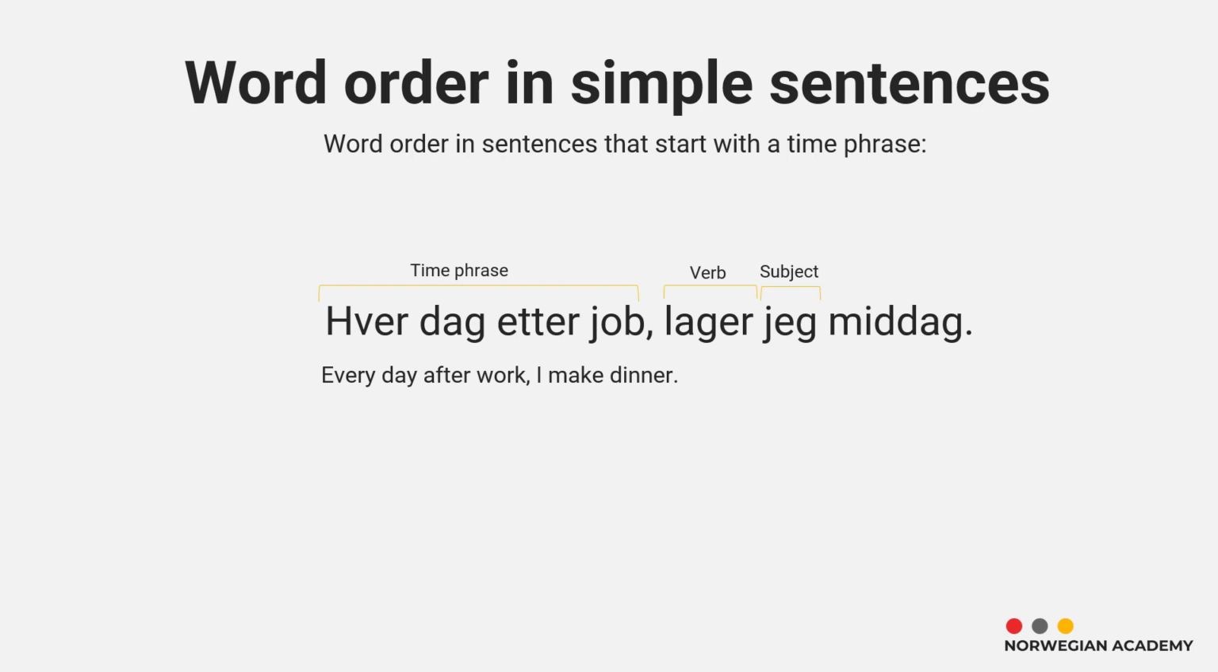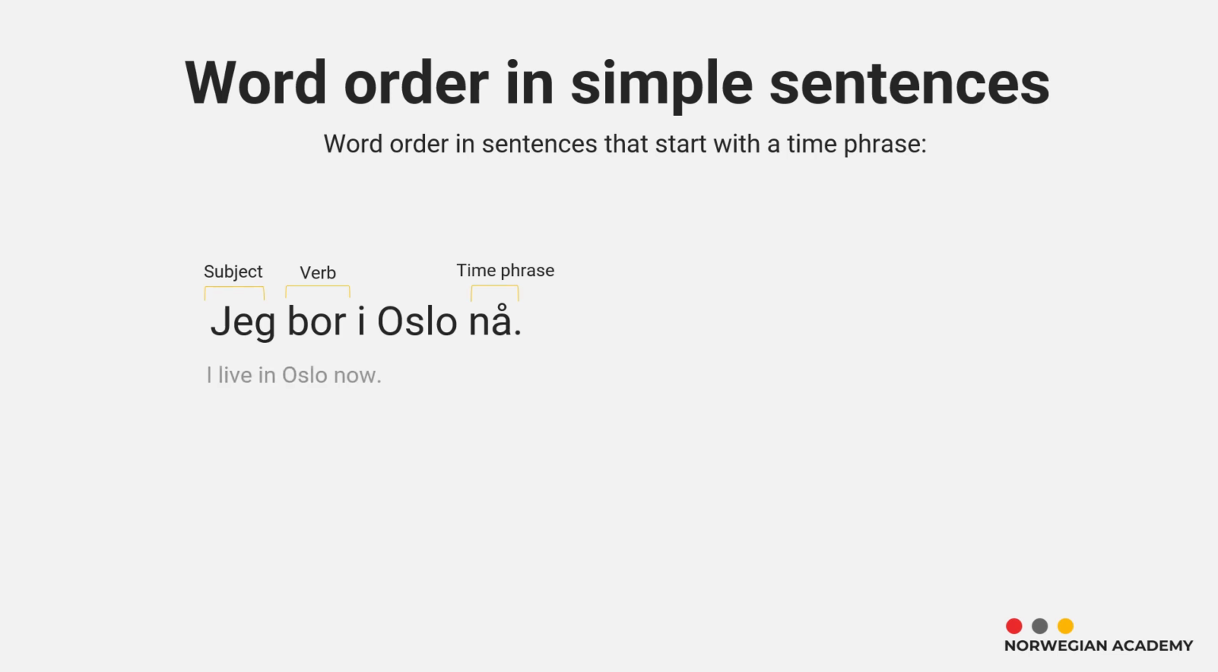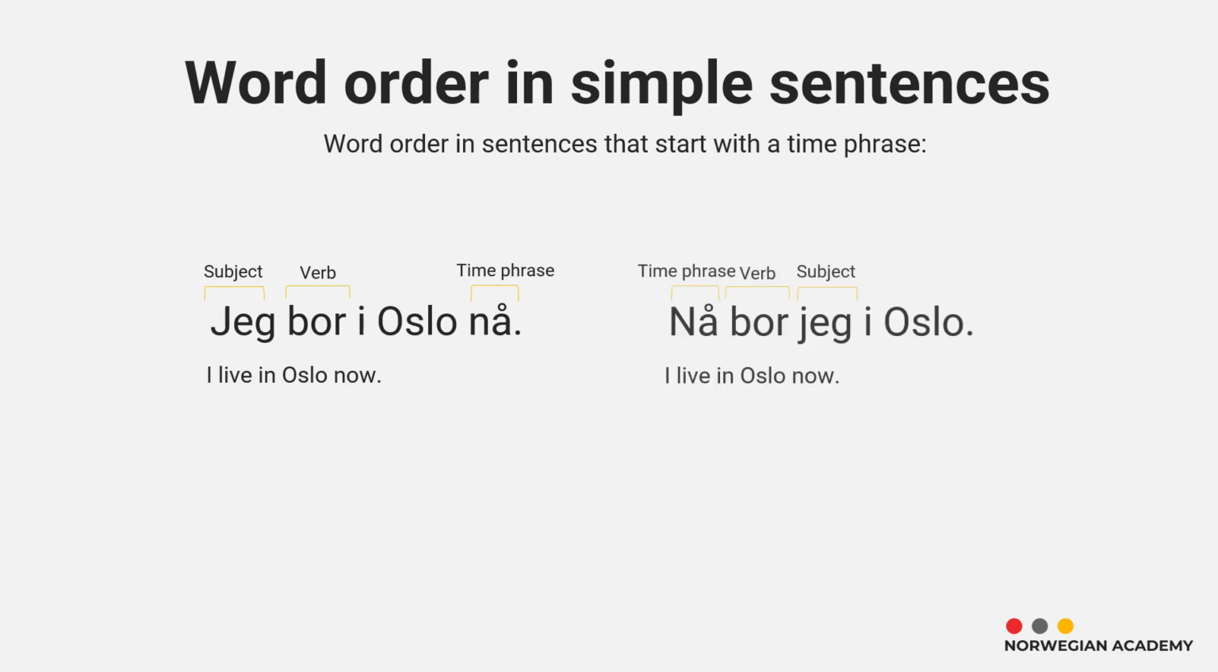We can also use a word order more natural for English speakers, where the subject comes first. For example, Jeg bor i Oslo nå. I live in Oslo now. However, the word order with a time phrase at the beginning of a sentence is also common, and you will hear it quite often in Norwegian.